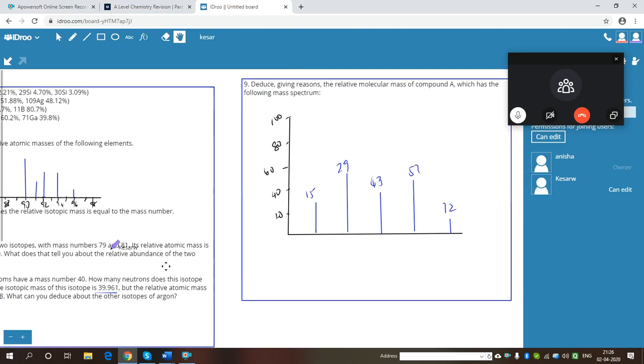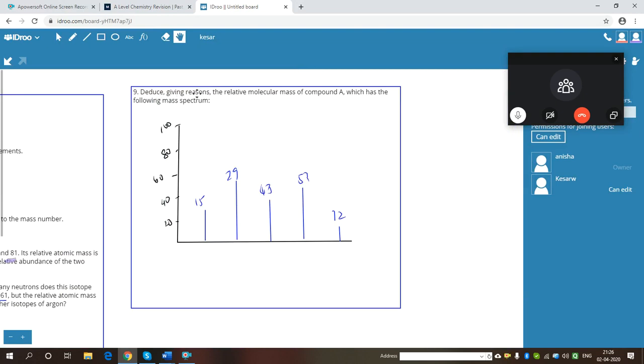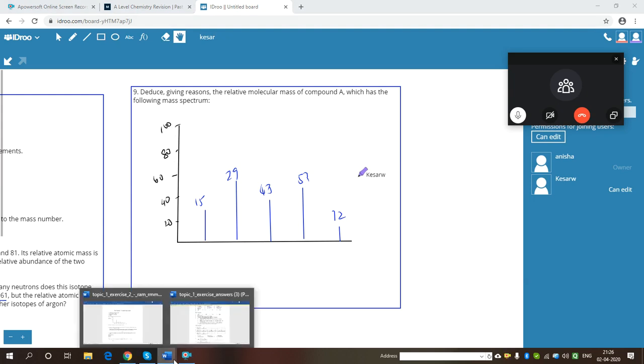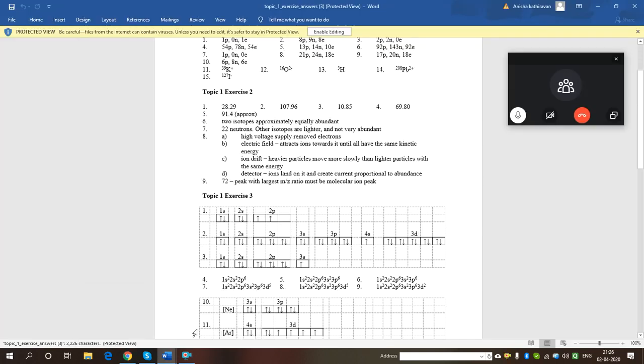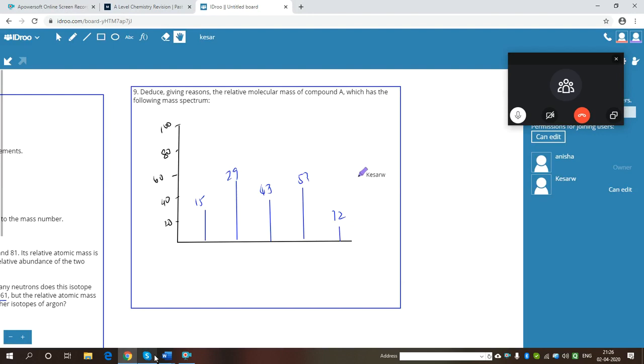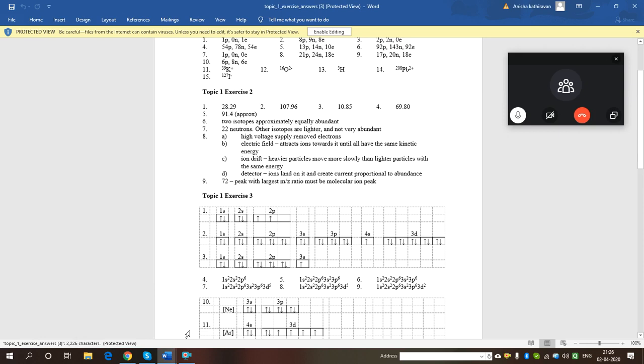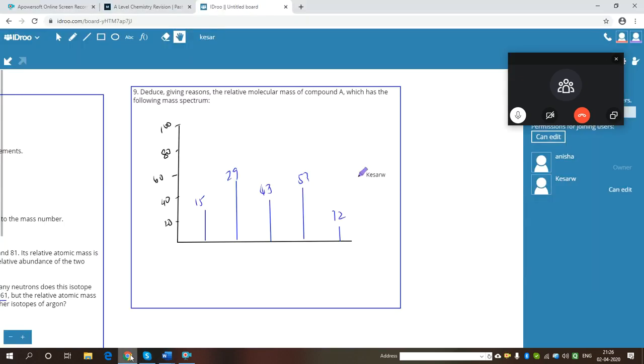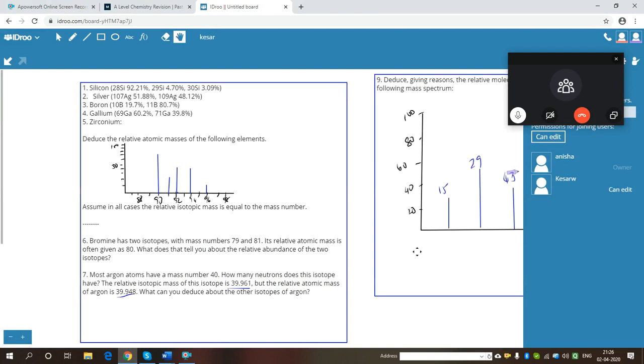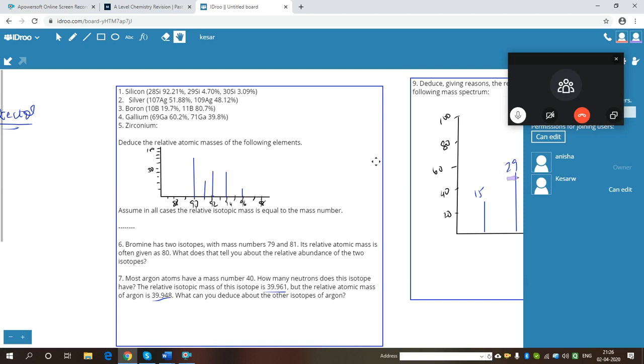I think you can do this also right now. Then the ninth one: deduce, giving reasons, the relative molecular mass of compound A which has the following mass spectrum. They have given you certain spectrum values over here and they ask you to deduce the molecular ion, the molecular mass. What do you think will be the molecular ion? Is it the one right at the end? Very good. So 72, right? Yes, that's it. This is a very simple one which I have given right now.